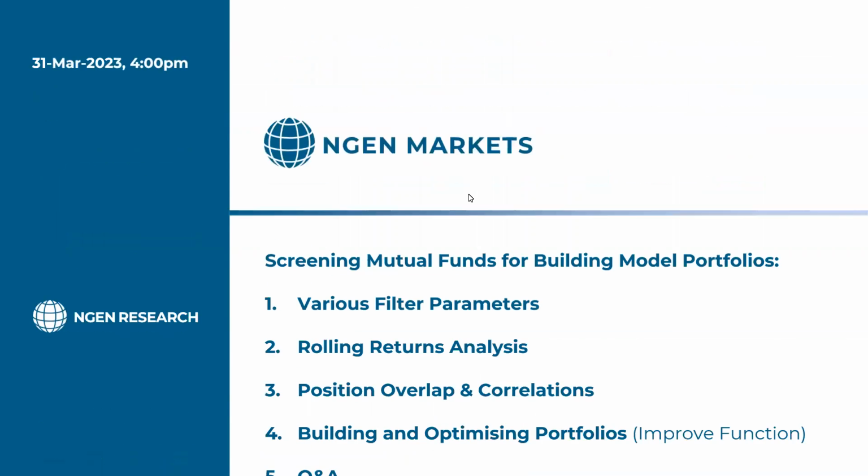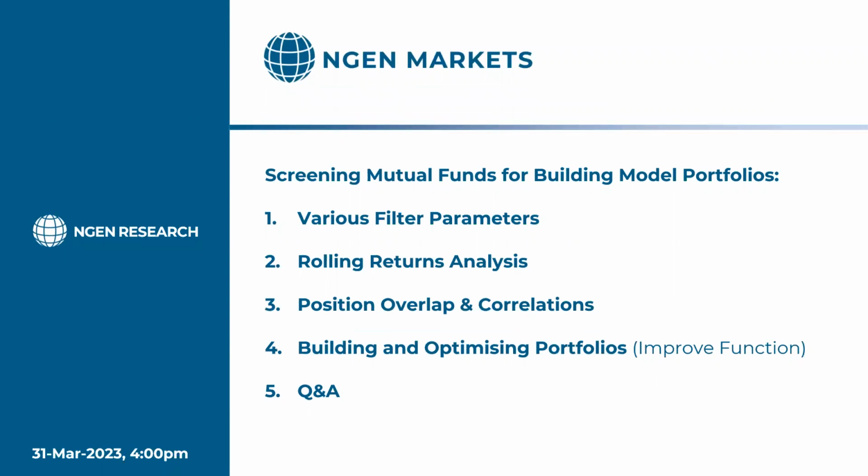So today's topic is screening for mutual funds and building model portfolios. We will talk about a few subtopics: various filter parameters, rolling return analysis, positional overlap for diversification, and building and optimizing a portfolio using the improve function. So these are the four main topics which will help us build model portfolios by screening the mutual funds.